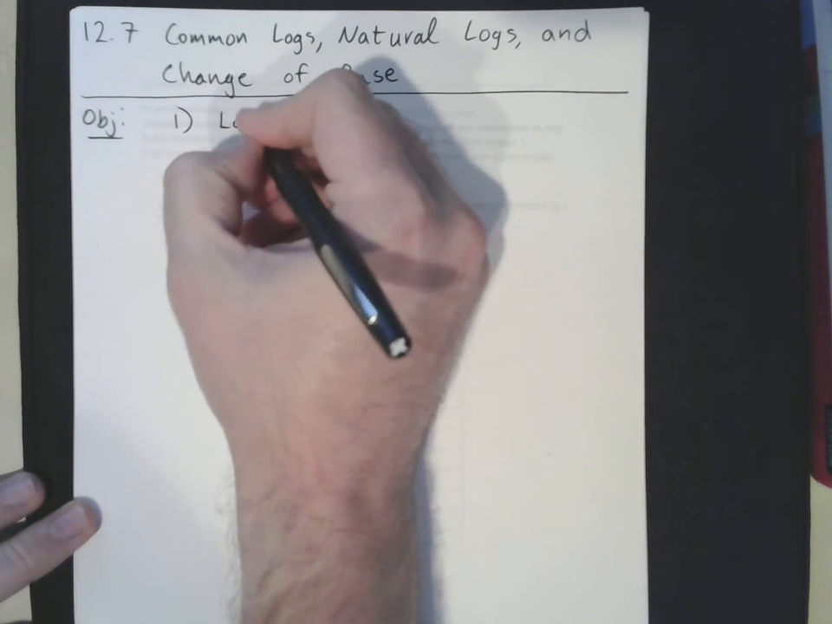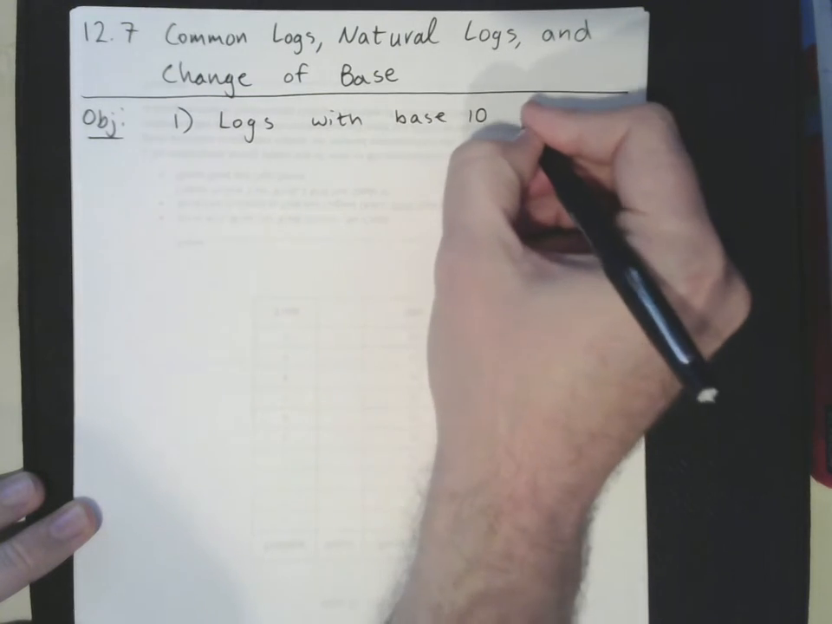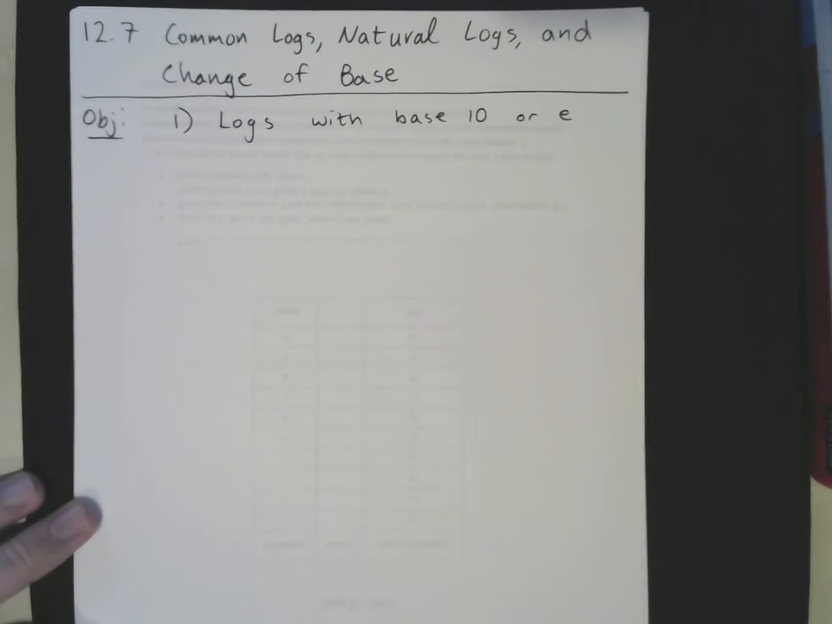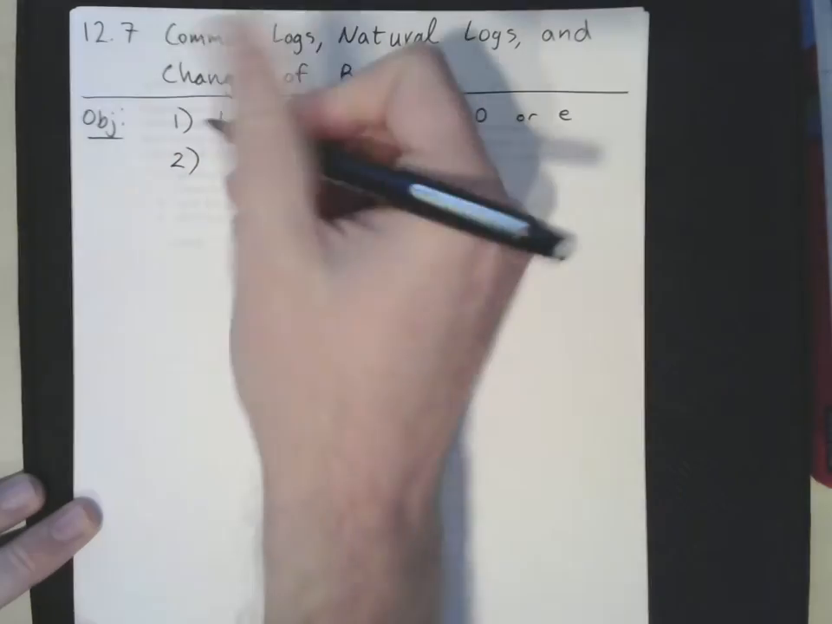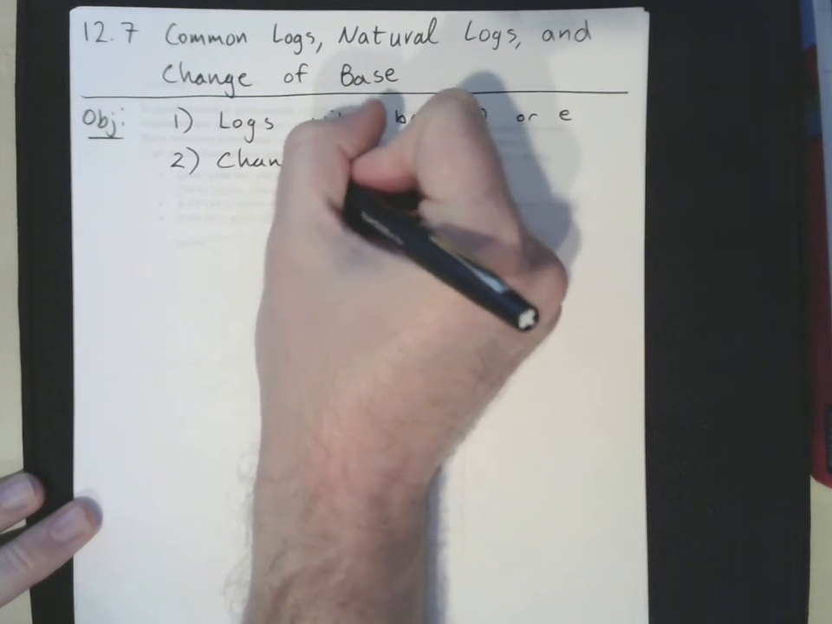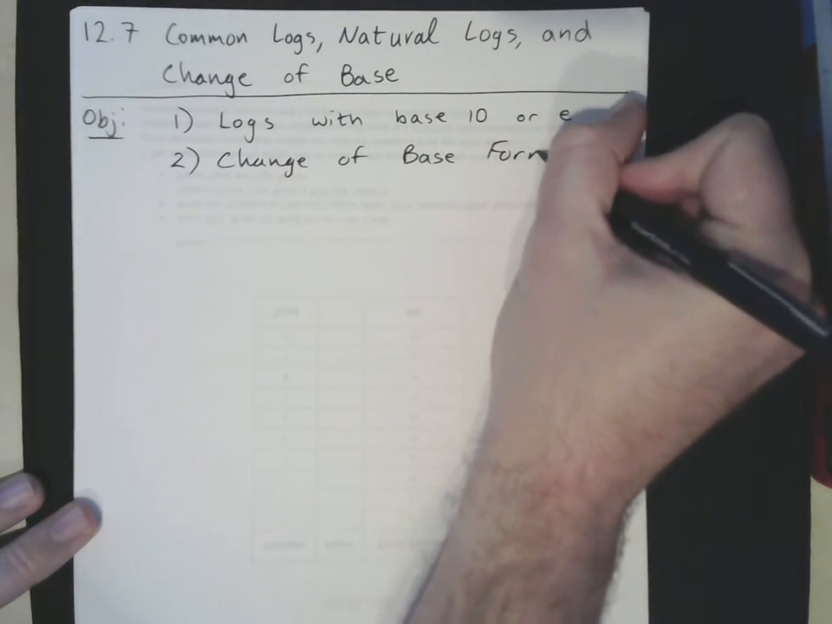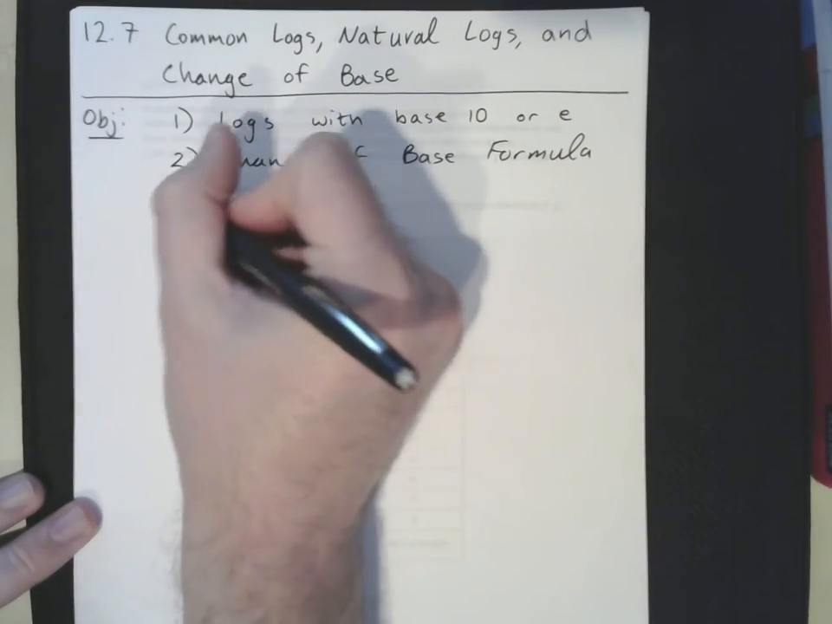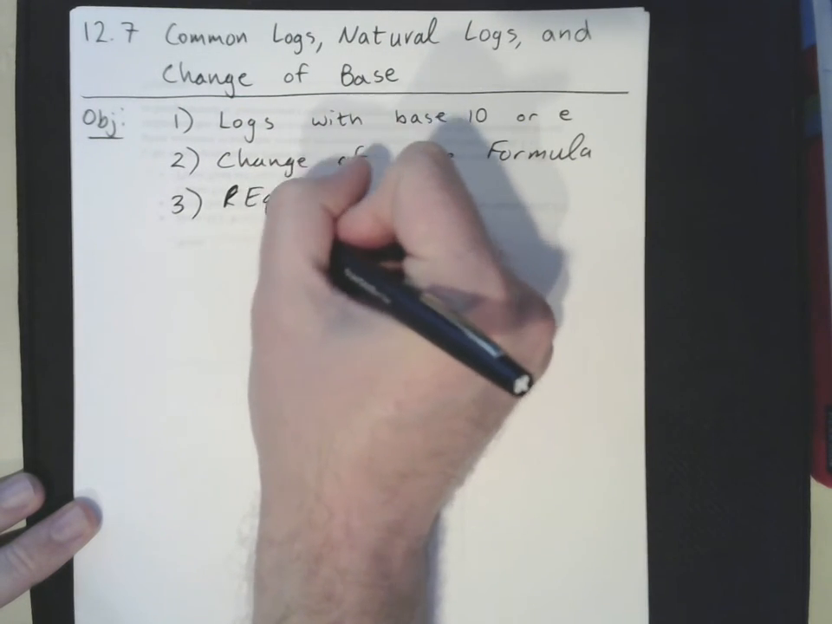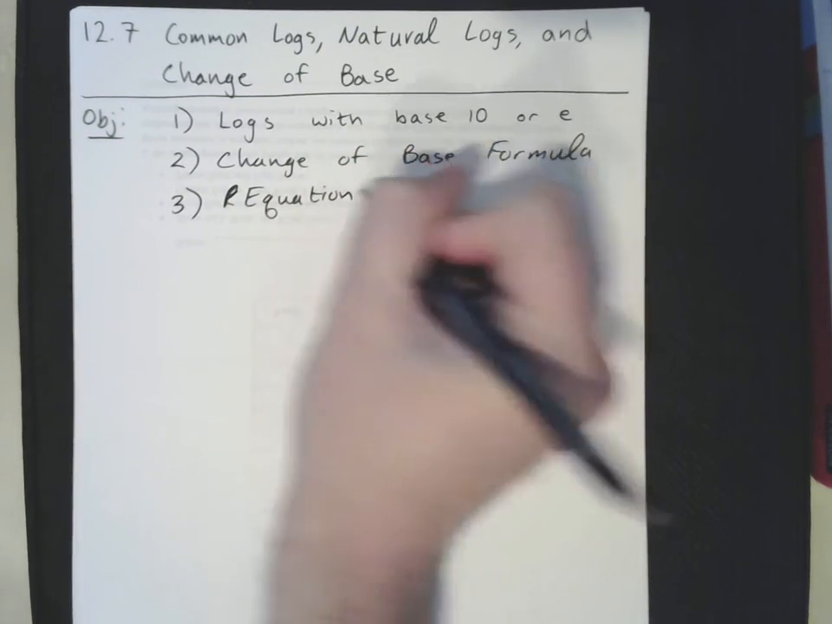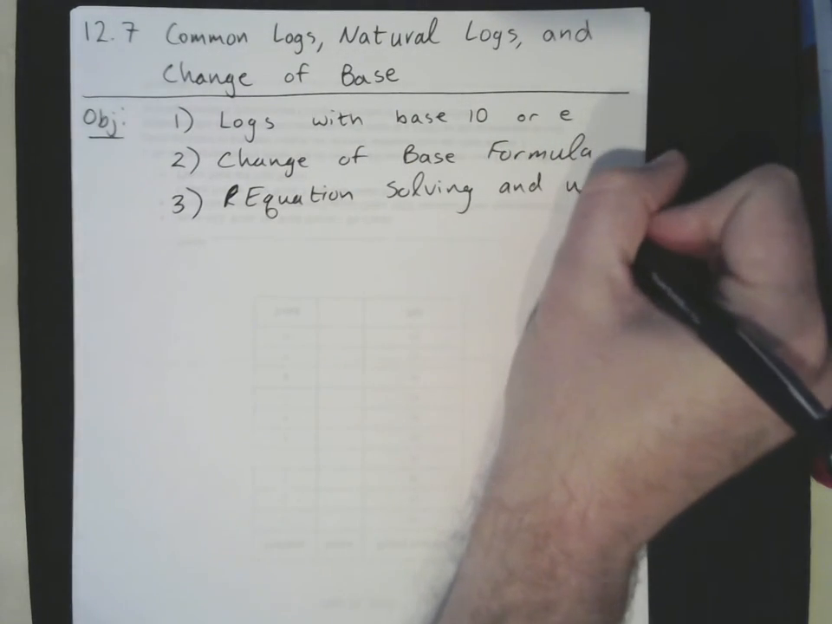Number one is logs with base 10 or e. If it's base 10, that's what we call the common log. If it's base e, that's what we call the natural log. More on that in a second. Then we're going to look at the change of base formula. And the last thing is we're going to do some equation solving using change of base.